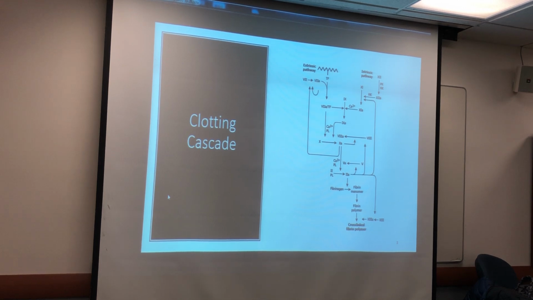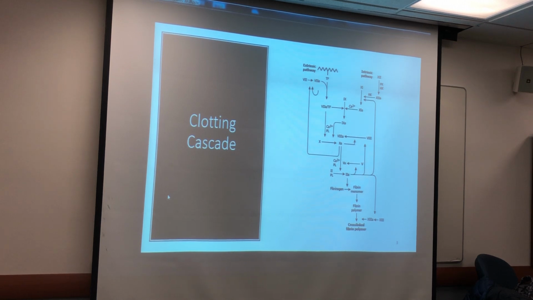So the extrinsic pathway starts with tissue factor when there's tissue trauma, and that, in the most basic sense, causes factor 7 to 7A, and then 7A causes 10 to 10A, which then leads to the prothrombin activator, which then leads to clot.